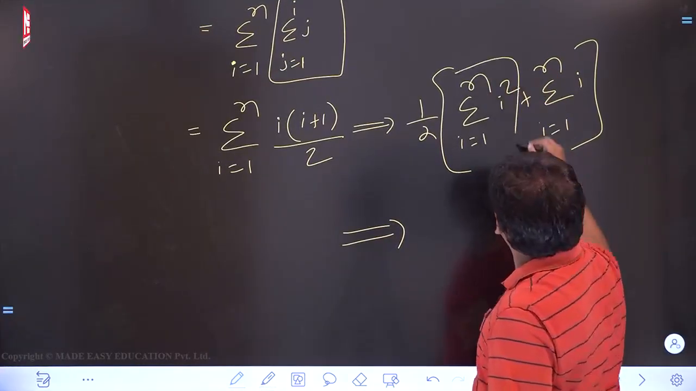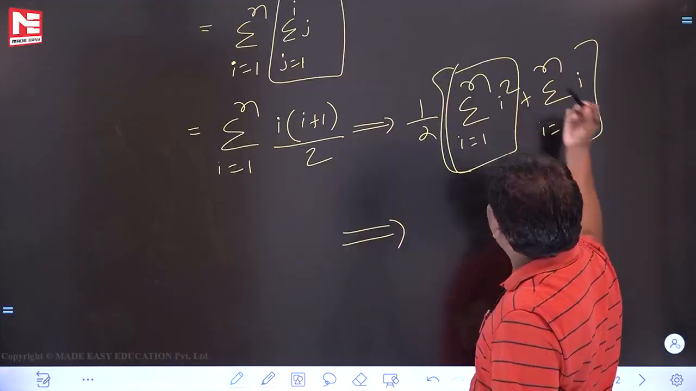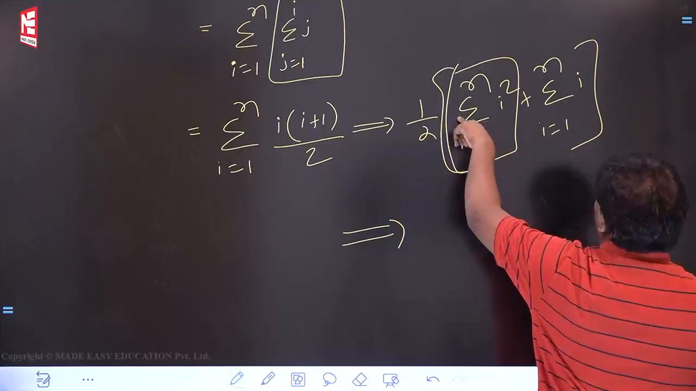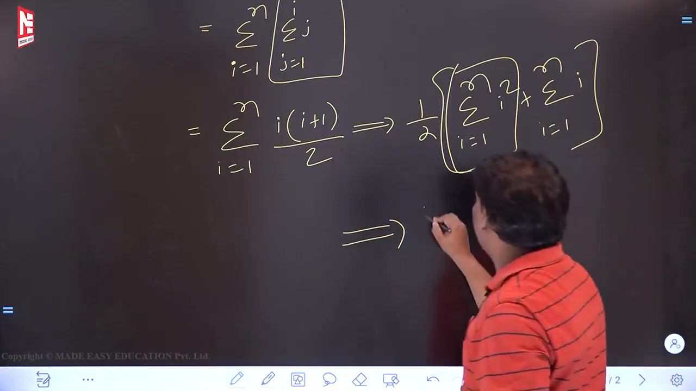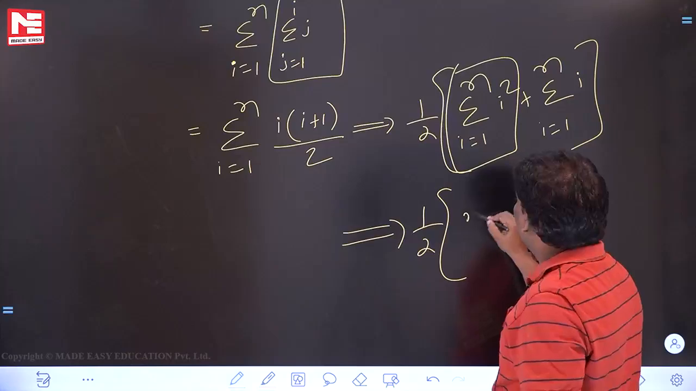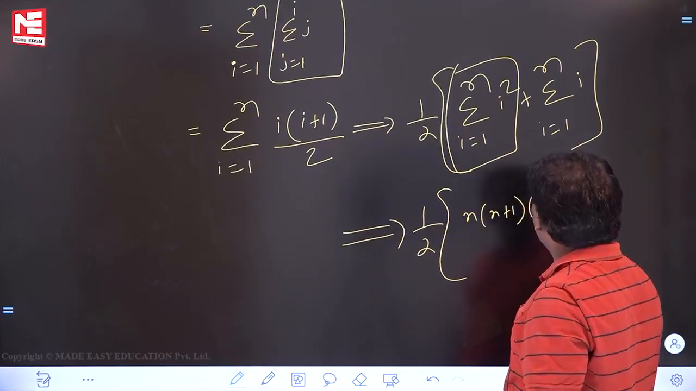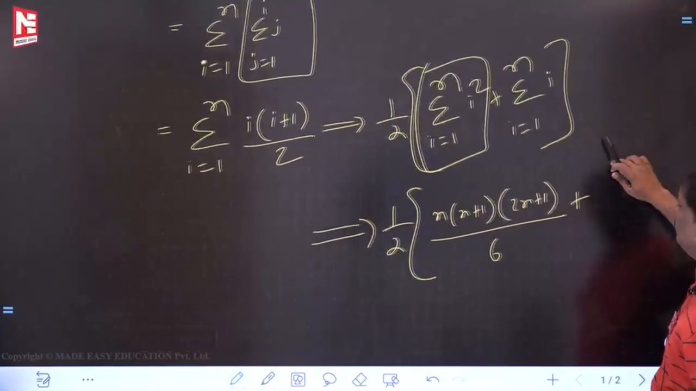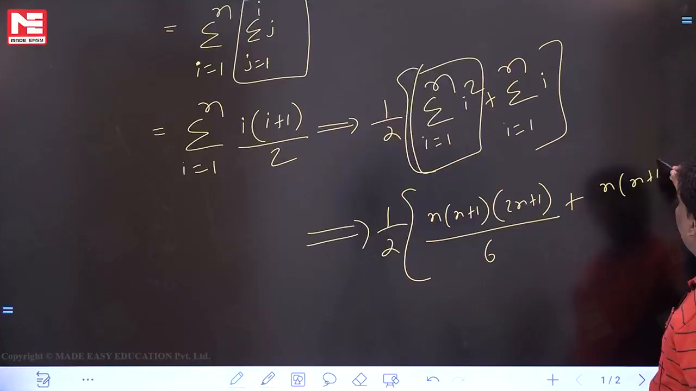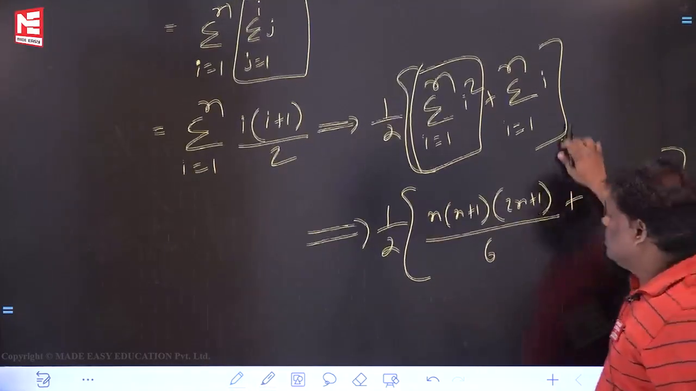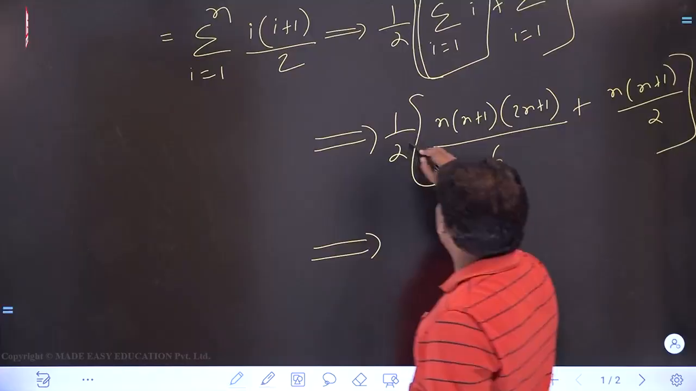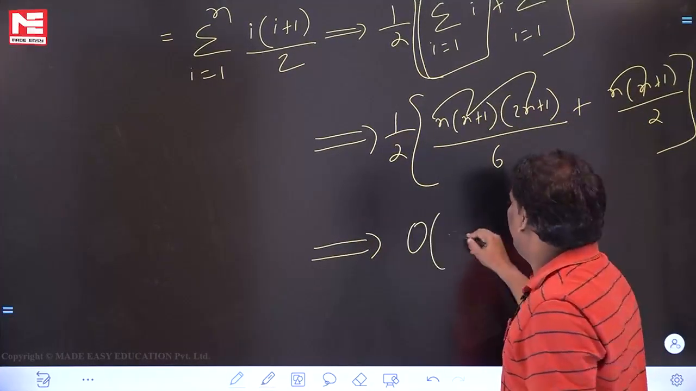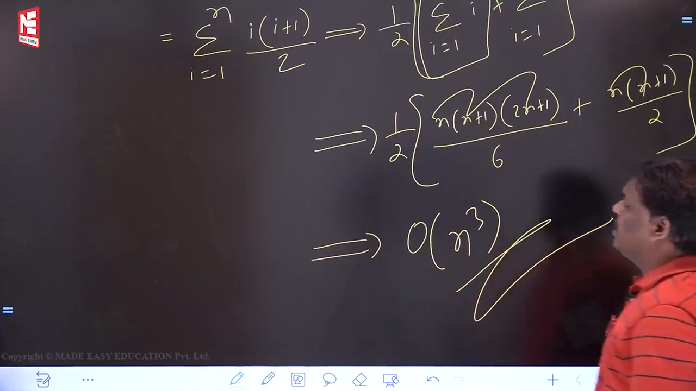Now this one, if you see, is the sum of i square, the sum of squares of n natural numbers, and the sum of n natural numbers. 1 by 2 outside. The sum of squares goes to n into n plus 1 into 2n plus 1 by 6. The sum of n natural numbers goes to n into n plus 1 by 2. Now, 1 by 2 is a constant and small things you neglect, so this becomes n cube plus n square. Finally, big O of n cube. The answer of this problem is big O of n cube.